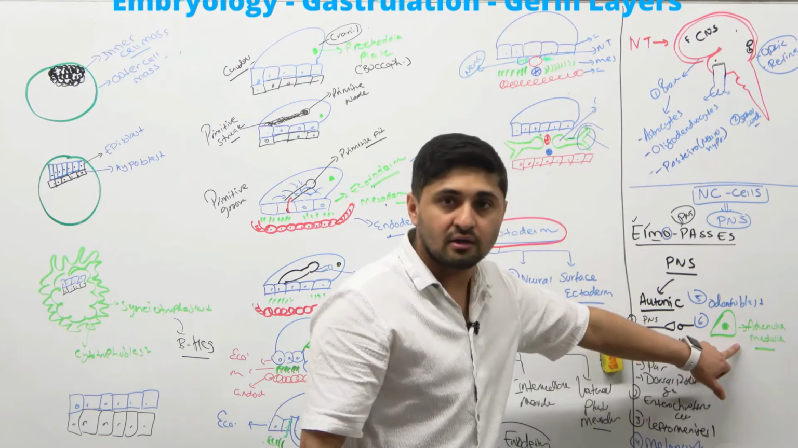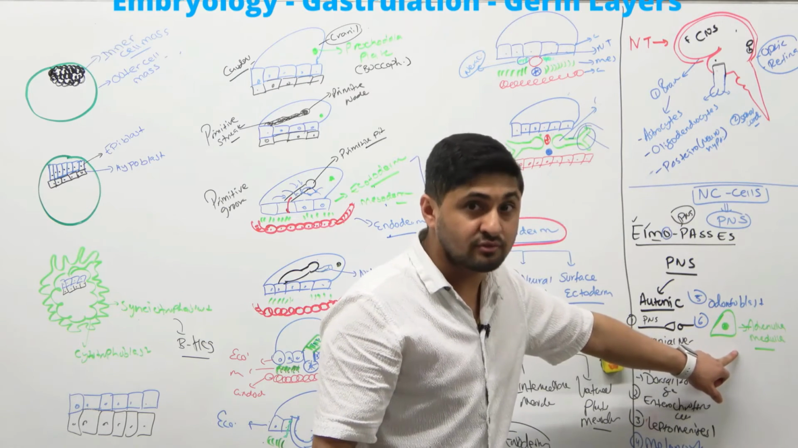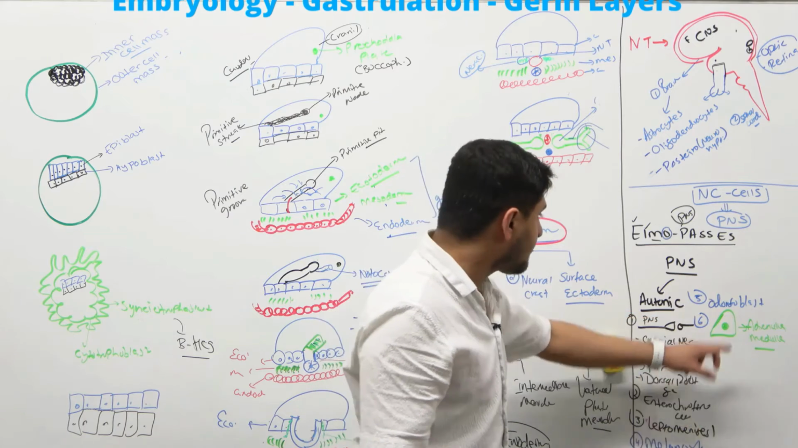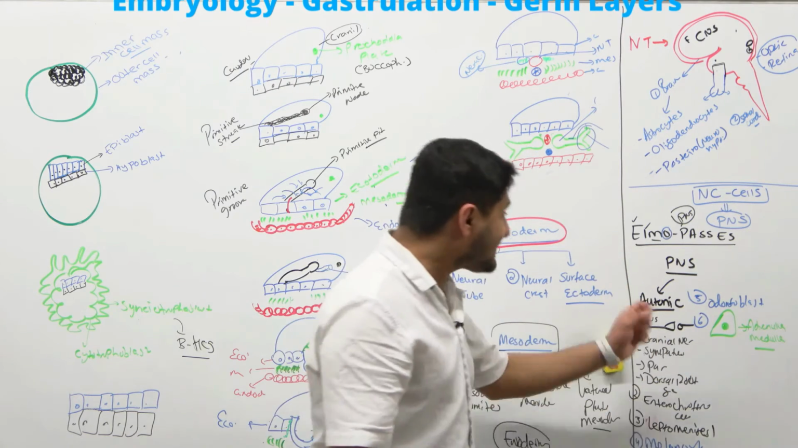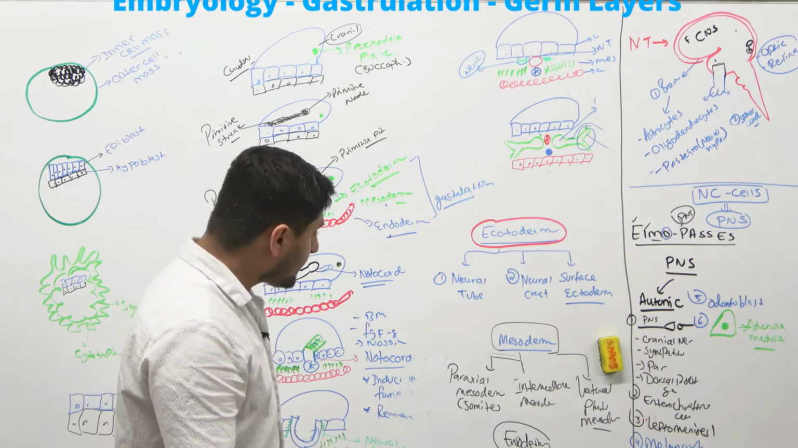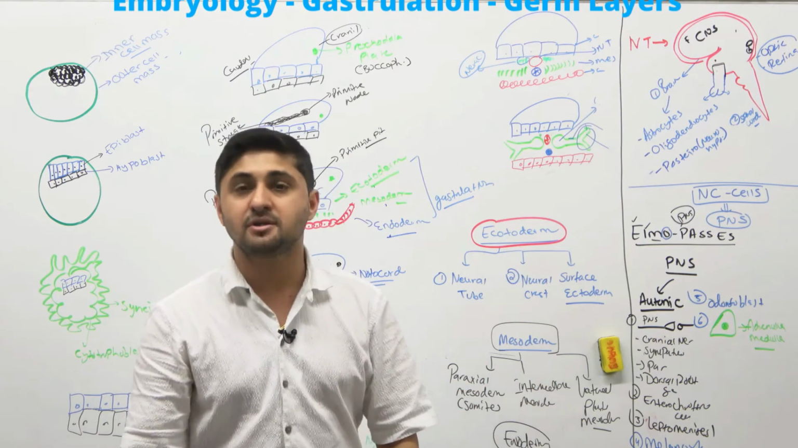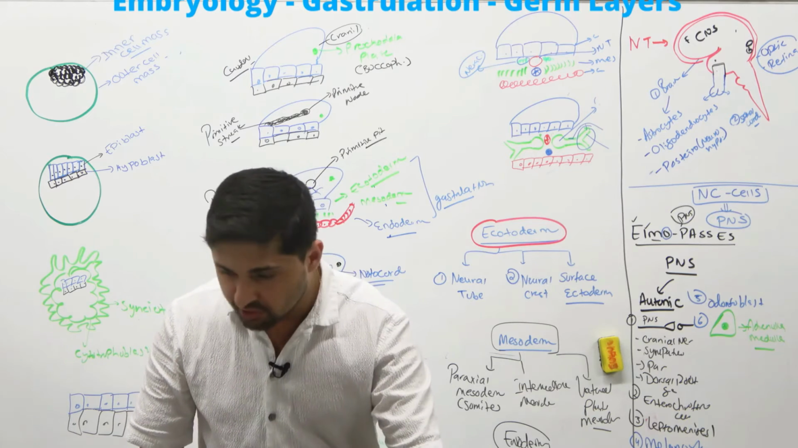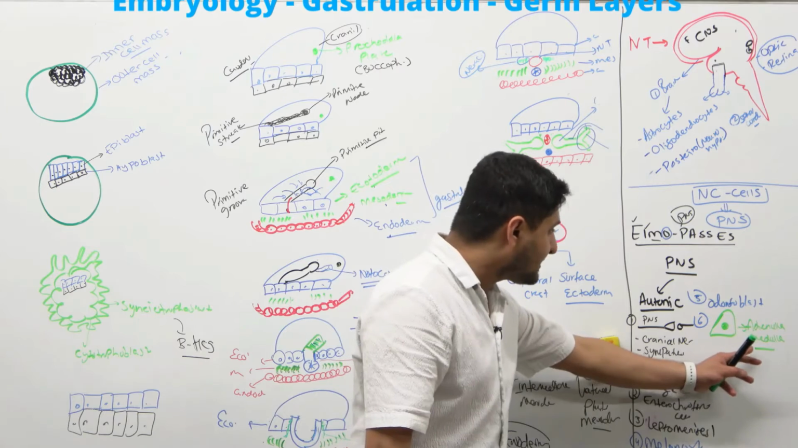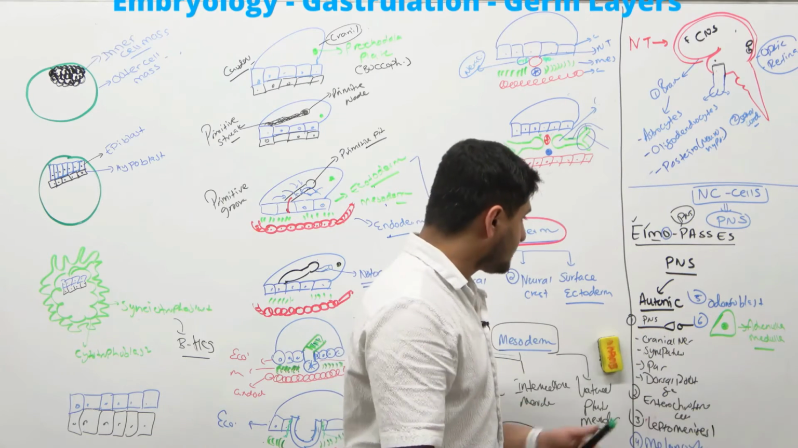Remember, it's the adrenal medulla. Sometimes they ask you this in exams, so don't forget. The adrenal cortex is not coming from the neural crest cells. Instead, that actually arises from some other area, from the mesoderm. Something that you have to remember. So the adrenal cortex comes from the mesoderm, but the adrenal medulla from the neural crest cells.